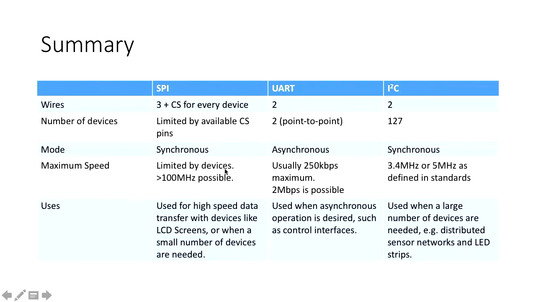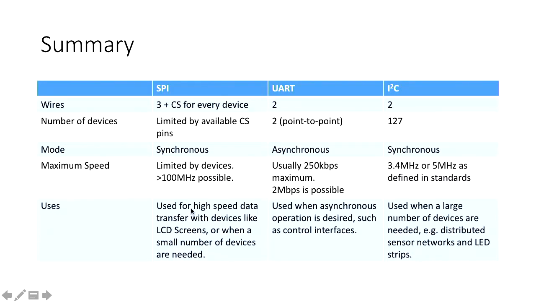Maximum speed: SPI is limited by devices, more than 100 megahertz possible. UART is usually 20 kilobits per second maximum, though 2 megabits per second is possible these days. I2C is 3.4 megahertz or 5 megahertz as defined in standards.